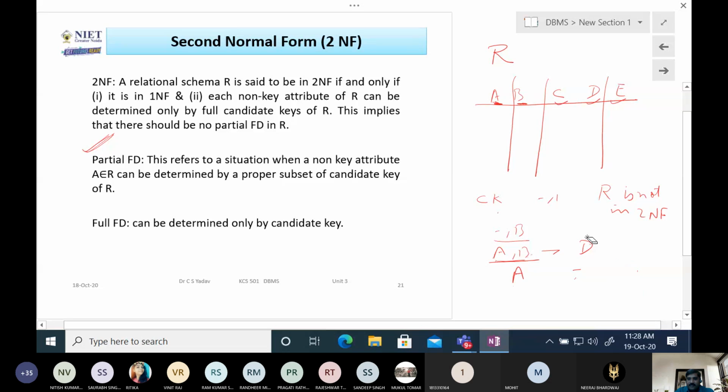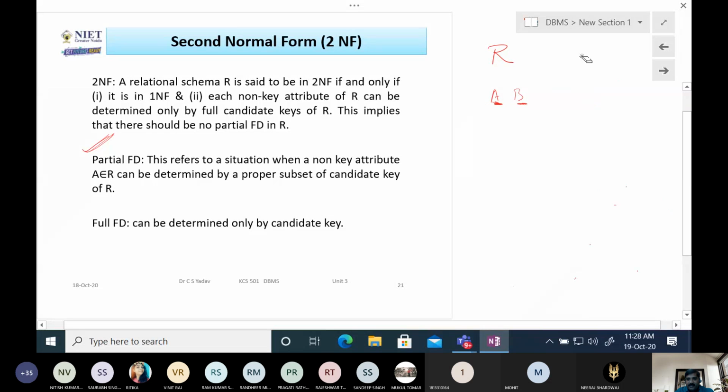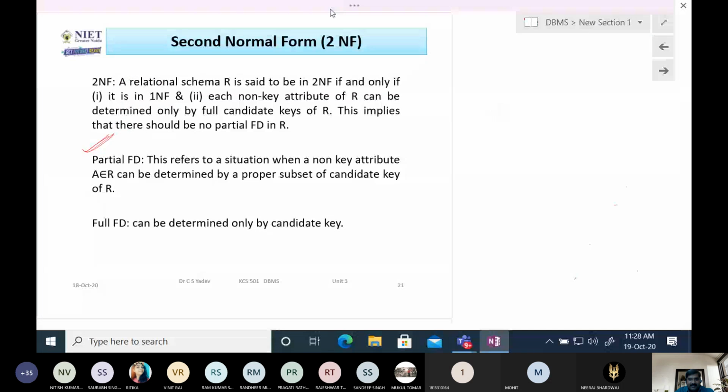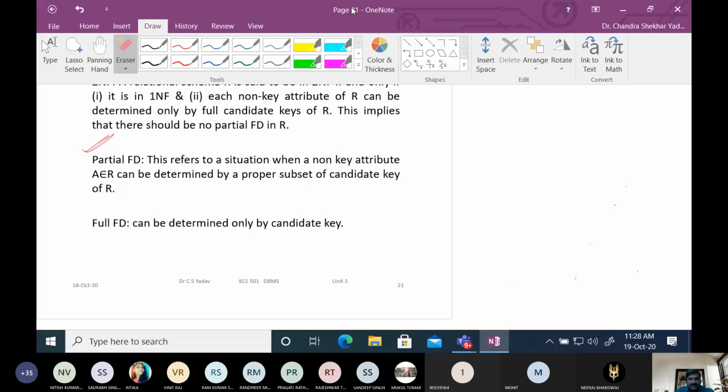Did you get the meaning of fully functional dependency and partial functional dependency? I haven't yet explained functional dependency itself. I have explained fully functional dependency and partial functional dependency, but still I have to explain functional dependency.